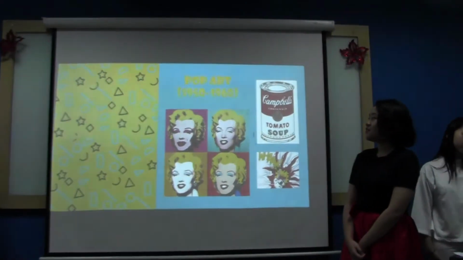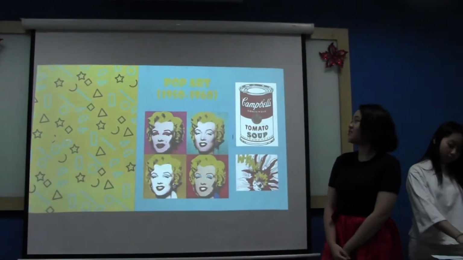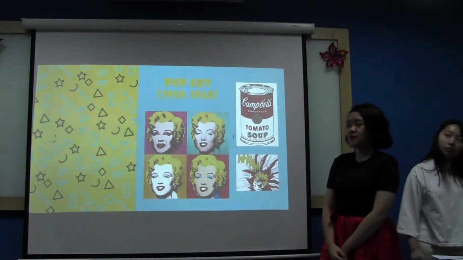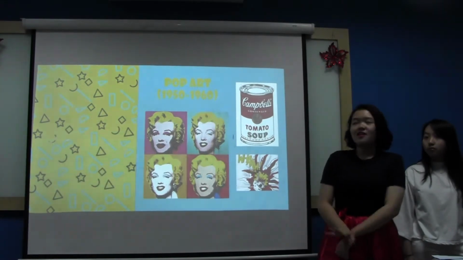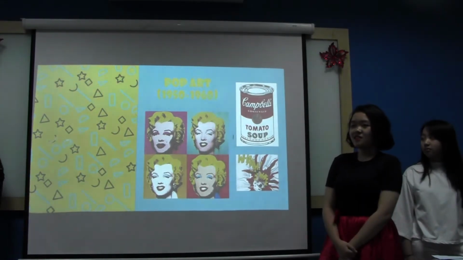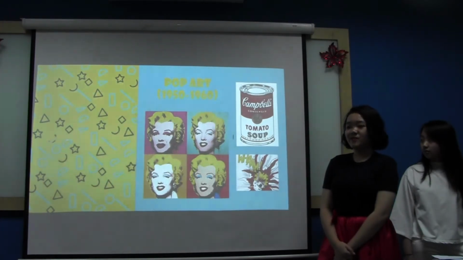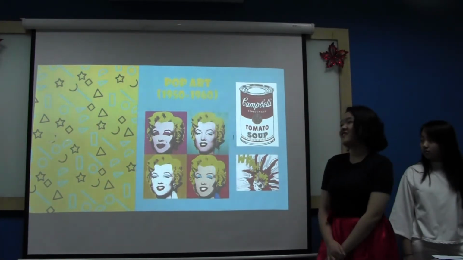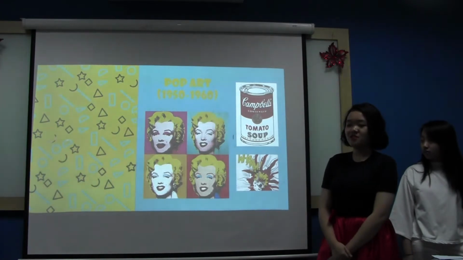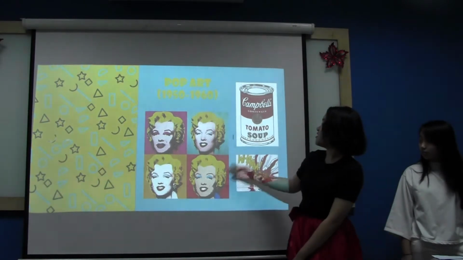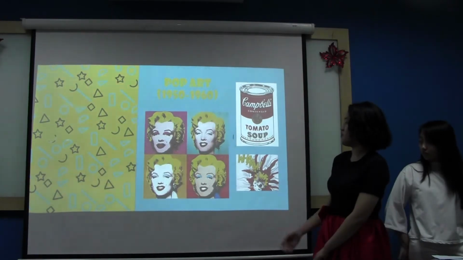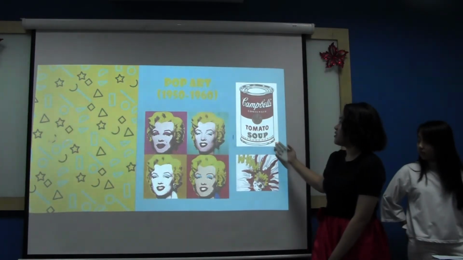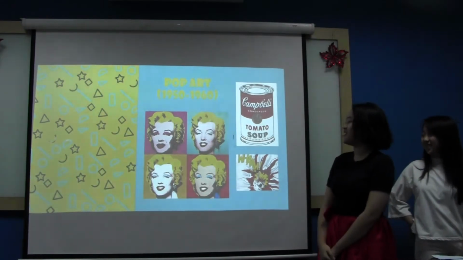Next, we're going to talk about pop art. Pop art was made in 1950. It was first made in the UK, but then it became famous when it was brought to New York. One of the artists who made it famous was Andy Warhol, and as you can see here, these are his paintings, and this is by Roy Lichtenstein.